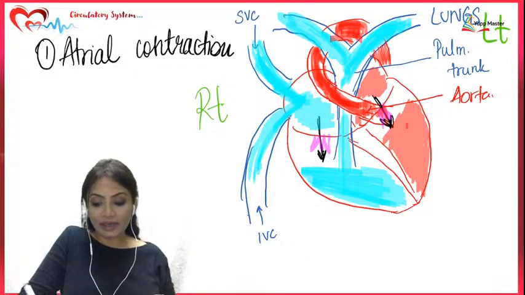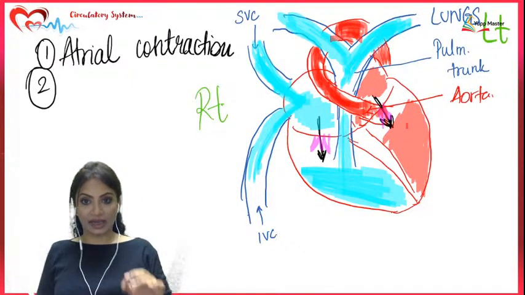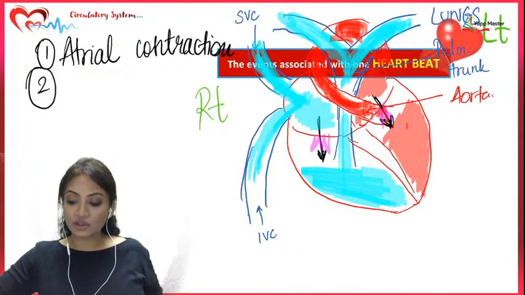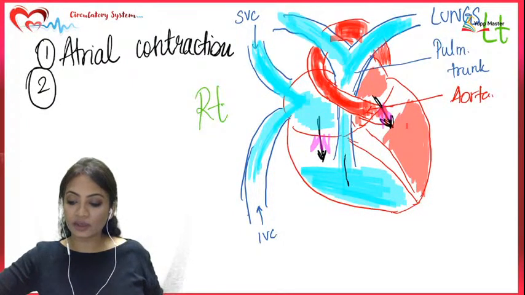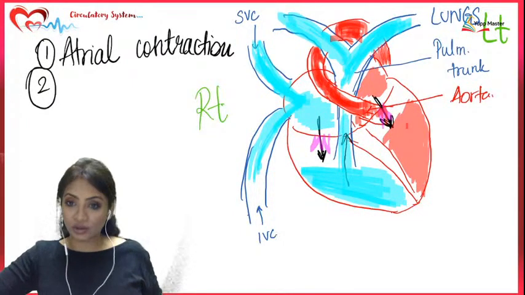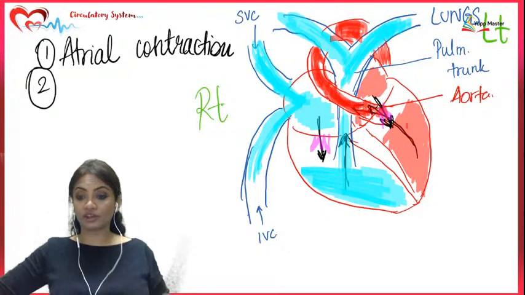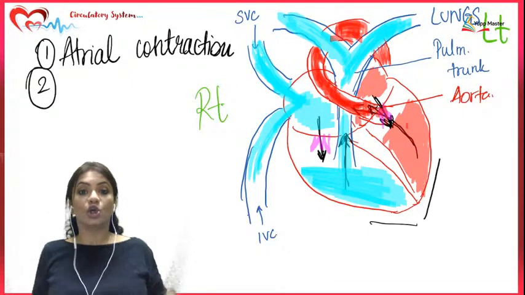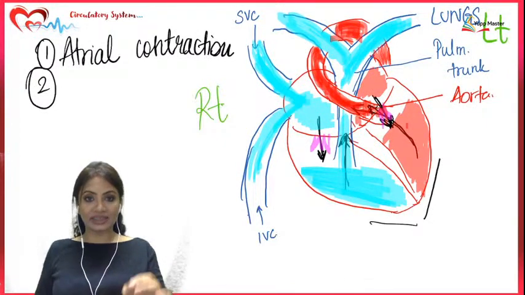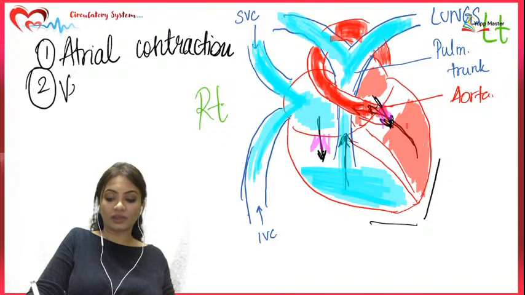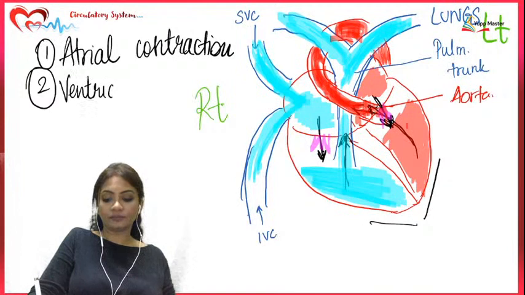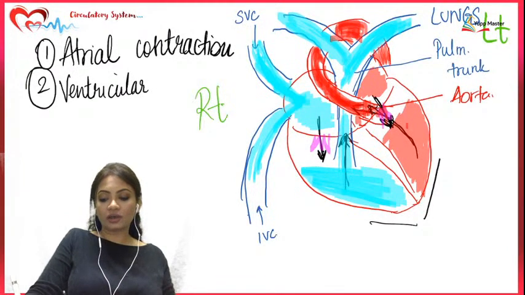because of this atrial contraction, the blood has gone from atria down to the ventricles. Now, what is happening next? The next event is that the blood is going into the pulmonary trunk, and on the left side, the blood is entering into the systemic aorta. So, that is happening because there has been contraction of the ventricles. So, the next event that happens is that there's going to be a ventricular contraction.